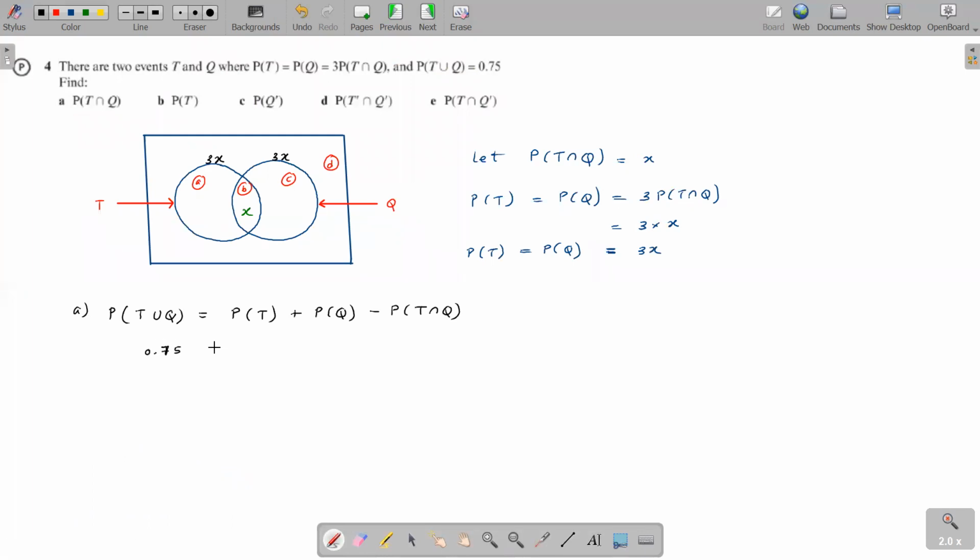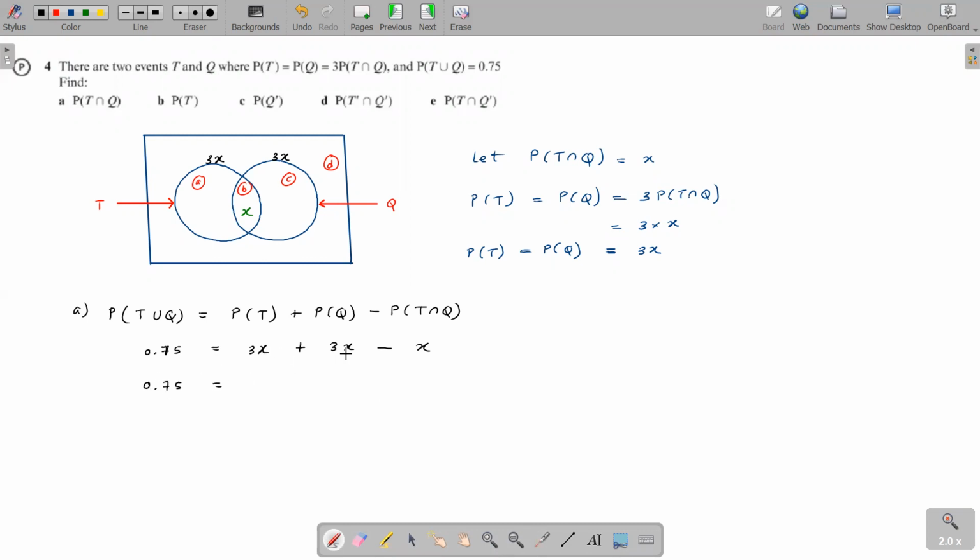All right. Equals probability of T. Can you see, guys? Probability T, probability Q, they are both equal to 3X. So you can mark them. Probability of T is 3X. Probability of Q is 3X minus probability T intersection Q. Guys, look at this. T intersection Q, we use it as simple X. Can you see? So now you can get the value of X.